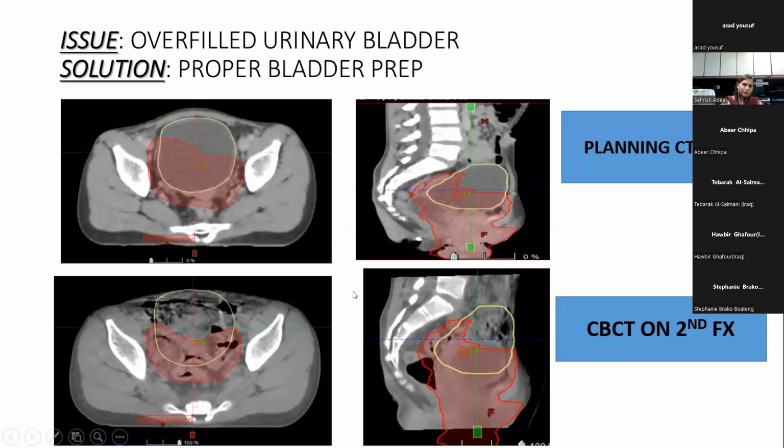This is another example. This is a patient, a 10 years old girl, and she has a vaginal RMS.